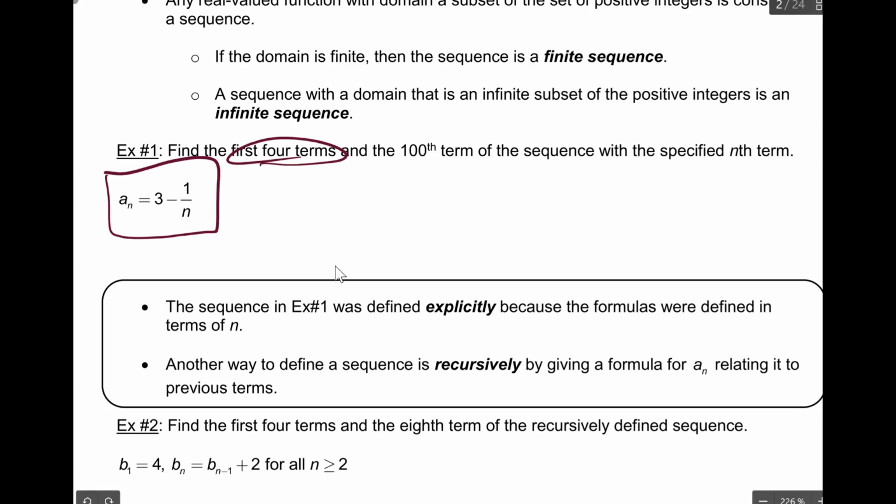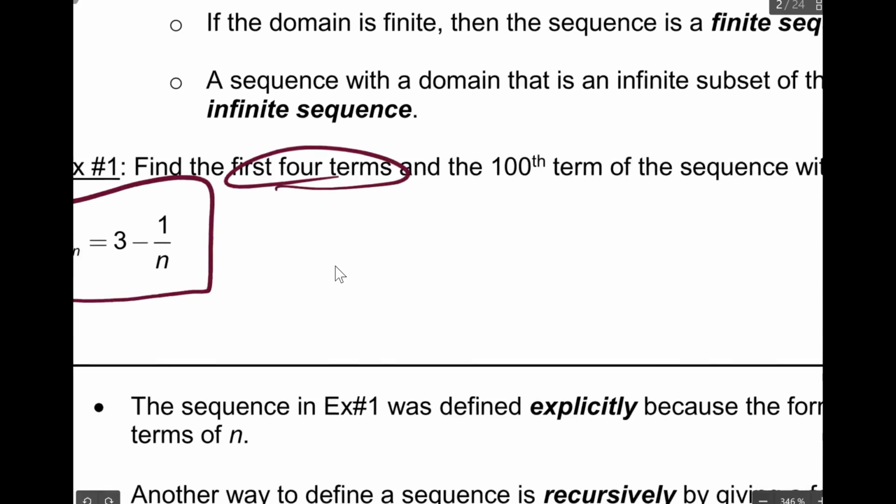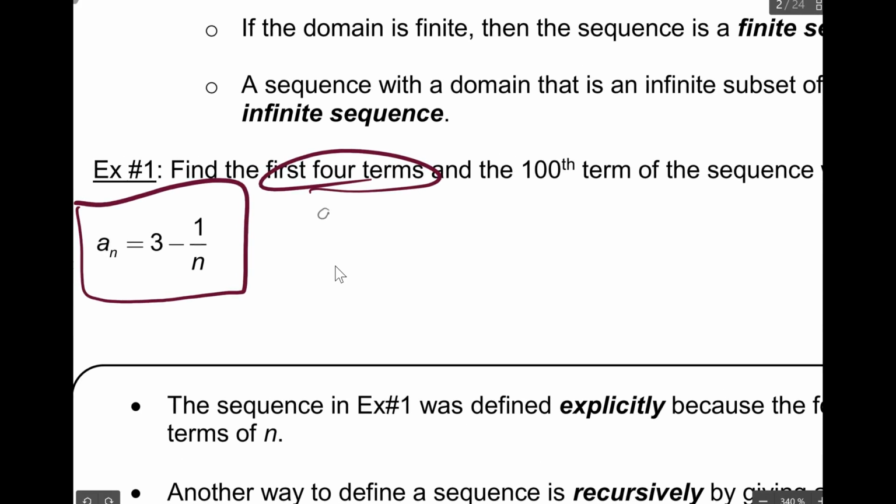Can you see this? So you plug in 1 and then 2 and then 3 and then 4. Exactly. a1 is the first term, so that's just going to be 3 minus 1 over 1, which is 2. a2 is the second term, so that's 3 minus 1 over 2, which is 5 over 2, or 2.5. Oh yeah, because we're subtracting less every time.